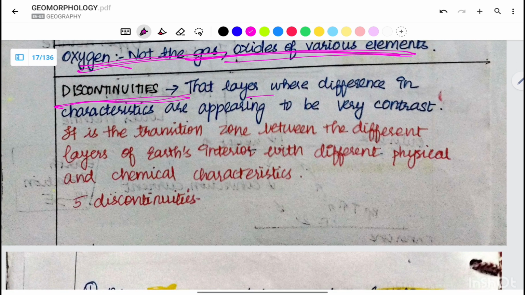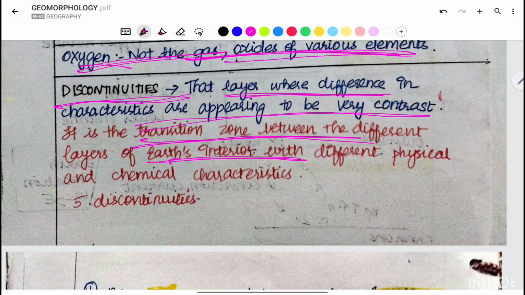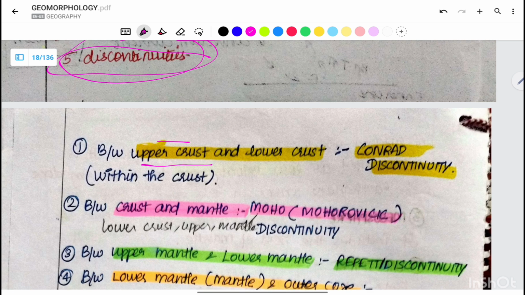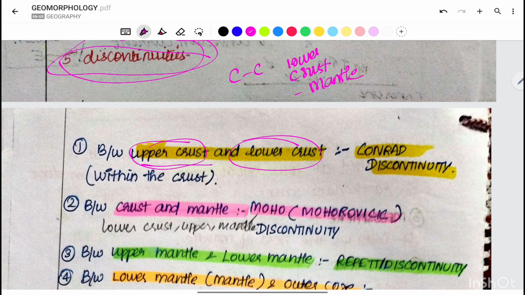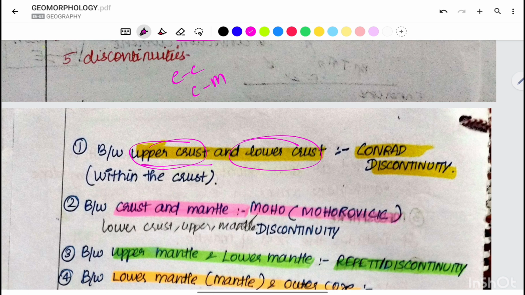Then there are various discontinuities, the layers where the difference in characteristics appears very contrasting. It is a transition zone between the different layers of the Earth's interior with different physical and chemical characteristics. There are in total 5 discontinuities: between the upper crust and the lower crust, between the crust and the mantle, mantle and mantle, mantle and core, core and core. 1, 2, 3, 4, 5.